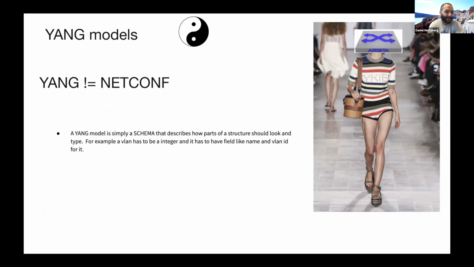But Yang in general is just a schema. If you're unfamiliar with schemas, a schema basically says that something has to be a certain value, strongly typed. So for example, VLAN is always going to be an integer. So it's always going to be a number. It's never going to be a string, it's never going to be a float and so forth. It's always going to be a number from 1 to 4096 and nothing else. So the schema has to tell you that.